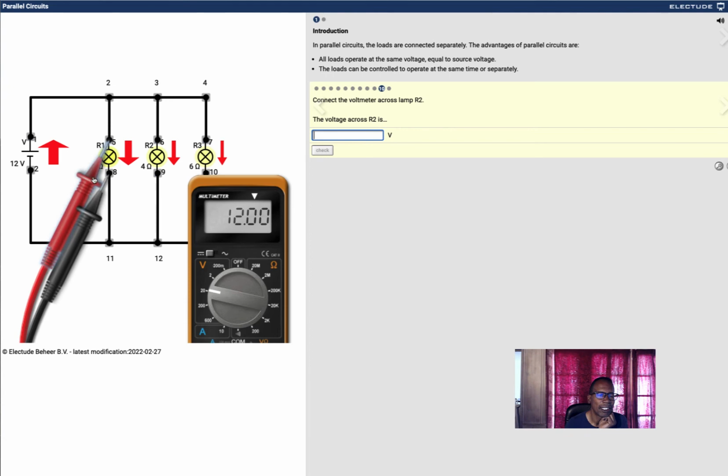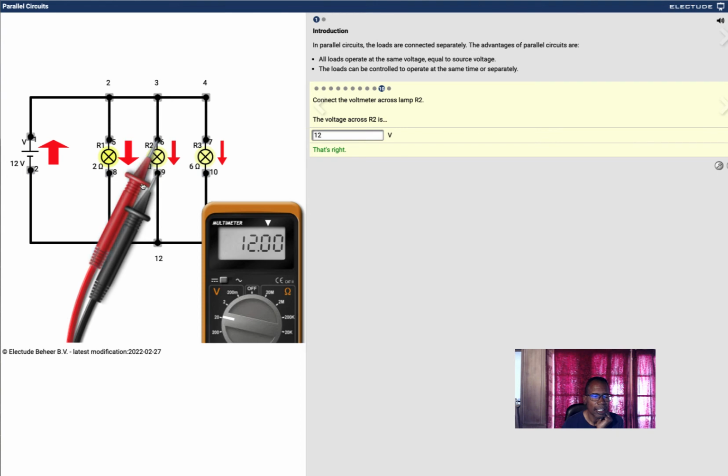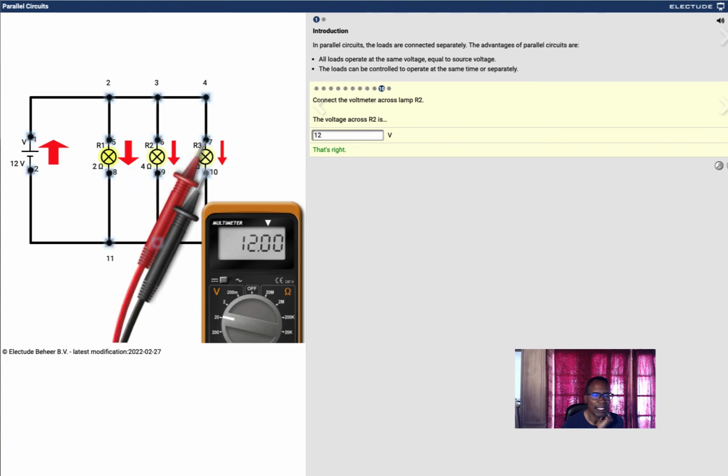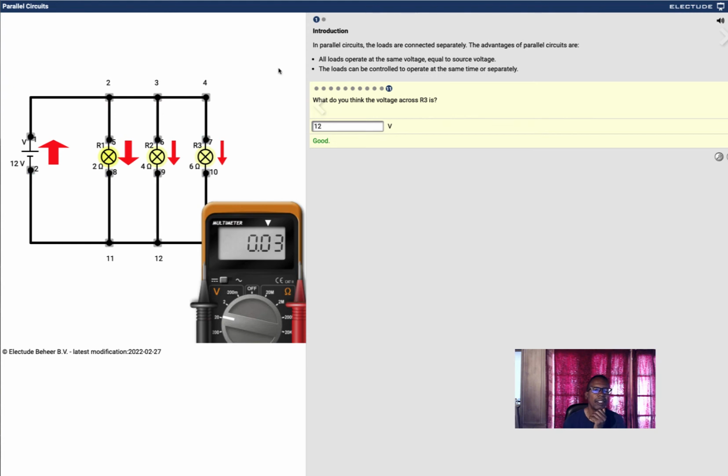R2, the same thing. It's going to be the same reading. No matter what the resistors are, because you know the resistance is different in each leg, it should still drop system voltage. In a parallel circuit, every leg drops system voltage no matter what the resistance is. Now let's go to module 2.